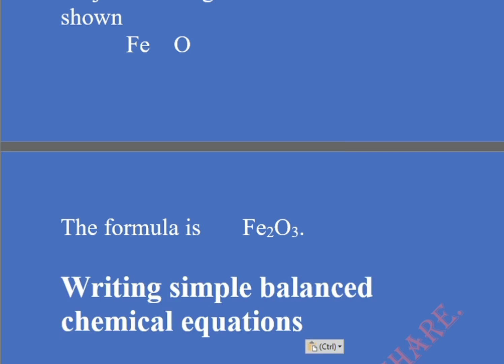Now the chemical formula is just one. We don't space it. We don't space the chemical formula. No space in between. Let's go further and look at writing simple balanced chemical equations.